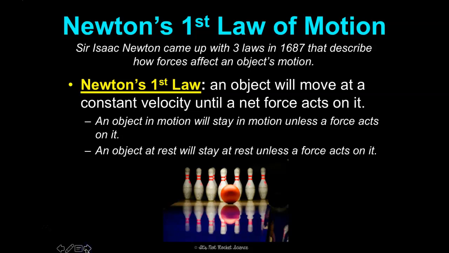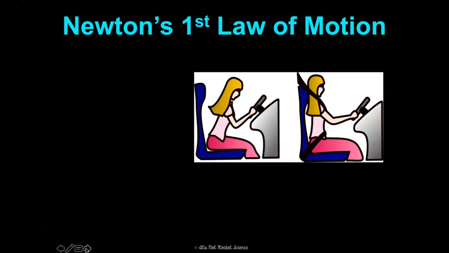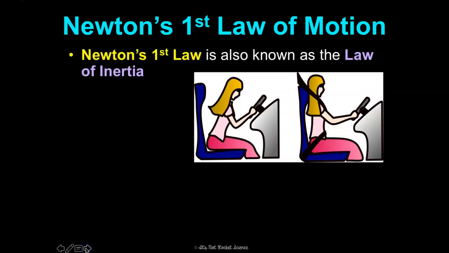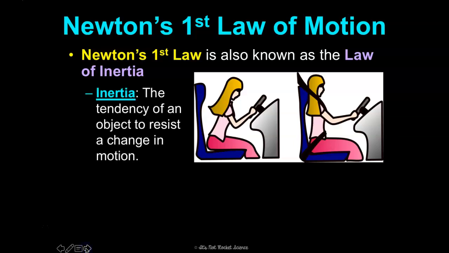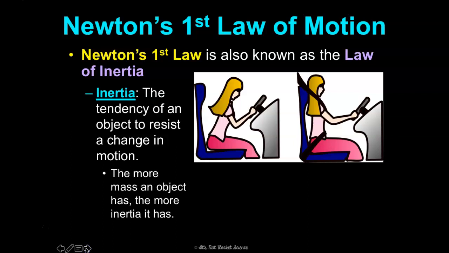And an object at rest will stay at rest until a force acts on it. So it's 2 pieces. It's called the law of inertia, so put that on your note sheet because that's the official name of it. And what is inertia? It's the tendency of an object to resist a change in motion. The more mass an object has, the more inertia it has.